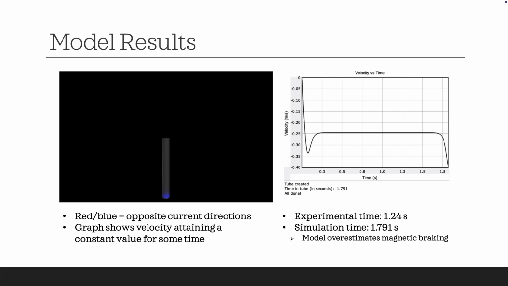Comparing results, the experimental fall time was about 1.24 seconds, while the simulation predicted about 1.79 seconds. This shows that the model captures the overall behavior, but overestimates the strength of the magnetic braking.